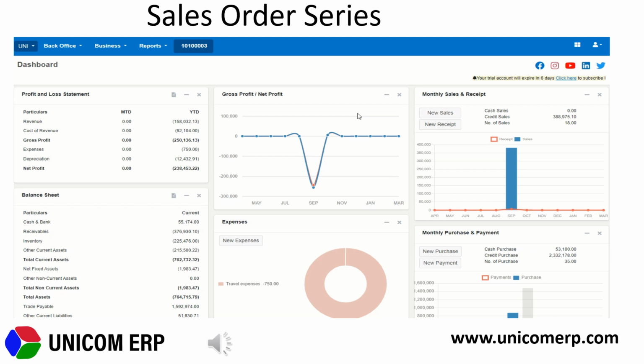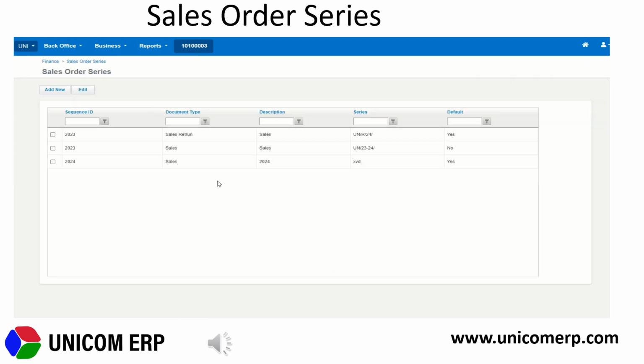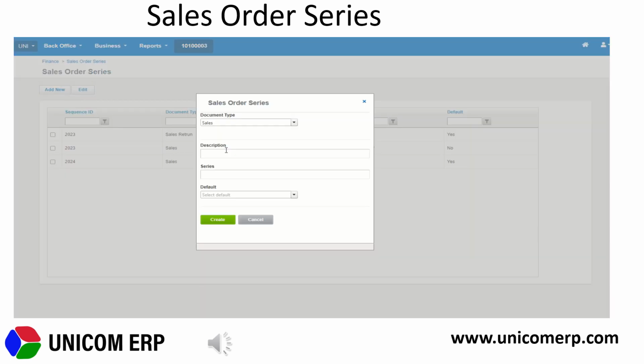We can define the prefix of a sales invoice number with the help of Sales Order Series. The Sales Order Series setup screen can be reached through the back office, Document Series, Sales Order Series menu option. Press the Add New button to create a new series. From the screen you can select the type of the document such as sales order, sales return, or point of sale. Description can be any description related to the series.